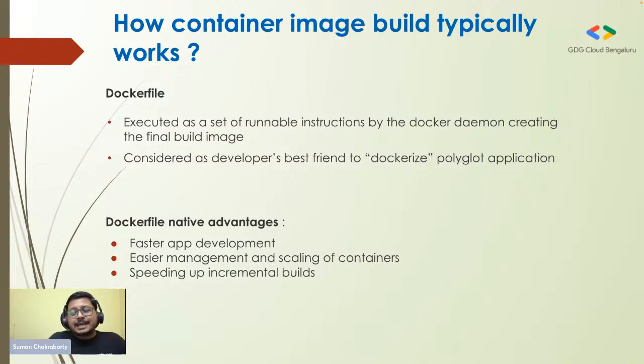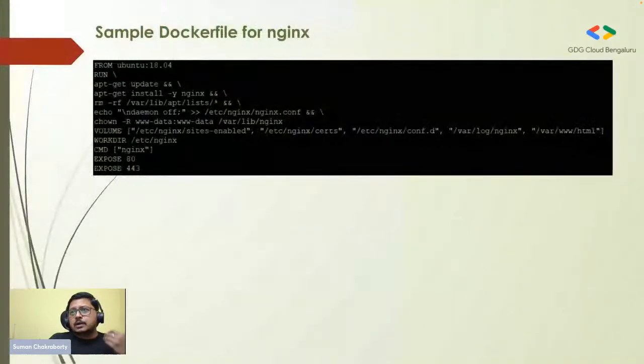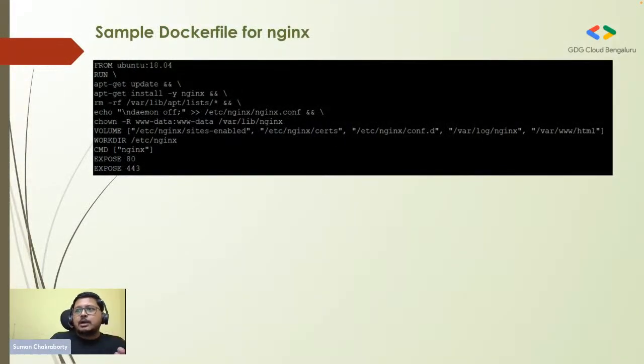The important advantages of using a Dockerfile are that it helps in faster app development, easier management, and easier scaling of the containers. While you have a single Dockerfile, you can edit and make changes multiple times as you need, and it helps us speed up incremental builds. However, I'd like to show what a Dockerfile looks like.